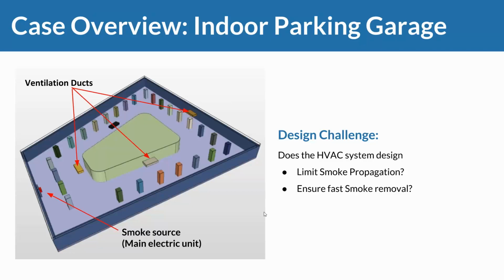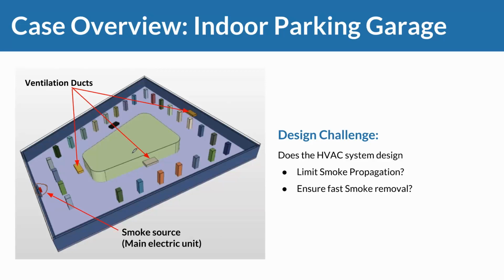The scenario we're looking at is what you can see in red here on the left. Let me quickly bring up the pen again. What you can see here on the left is a smoke source. In that case, it's an electric unit that burns through, and we've got smoke. Smoke is being created here and enters the parking lot.